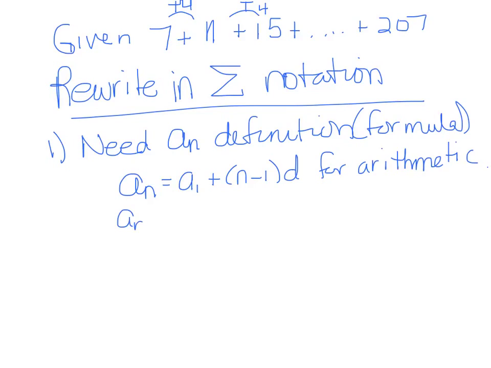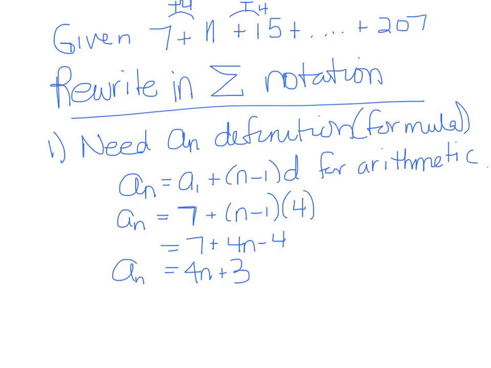I know what a1 is, because that's the first term, 7. I'm going to keep the n, and I know what d is. That's that common difference, 4. So let me go ahead, 7 plus 4n minus 4. Simplifying, I get 4n plus 3 is my definition. And of course, that's going to go here in my summation notation, sigma notation.